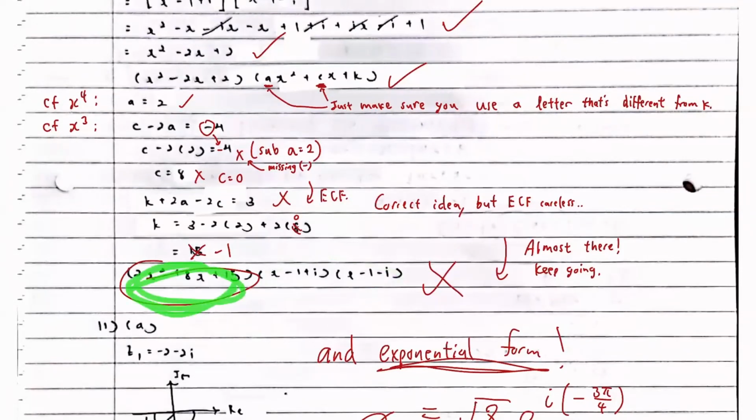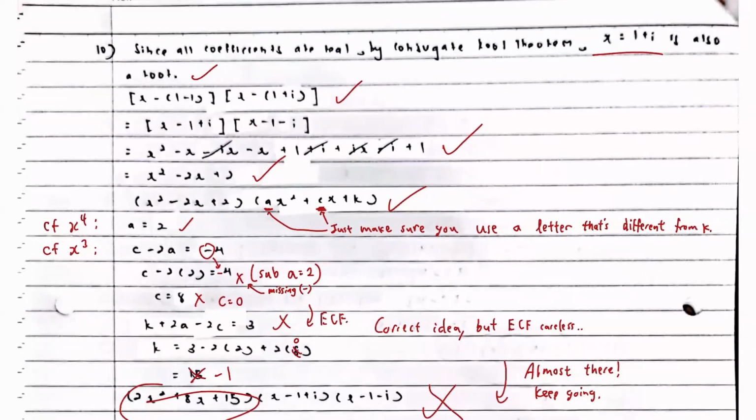not this as a factor. 2x squared plus 8x plus 15 is wrong. It should actually just be x squared minus 1, if I'm not wrong. Let's just read the solution. Question 10. Let's just look at the solution.